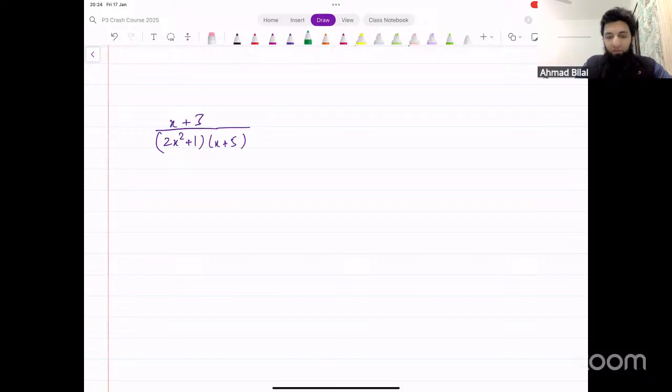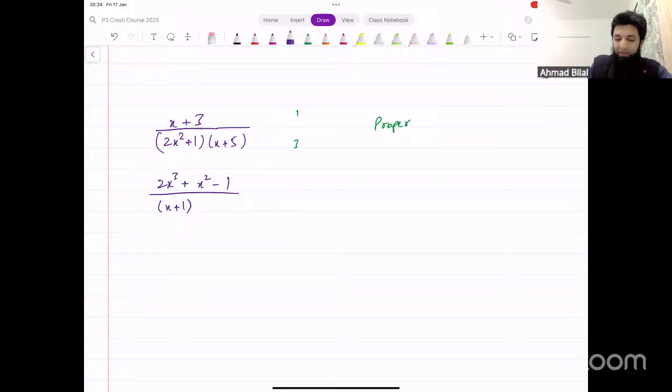Numerator has a degree of 1, denominator has a degree of 3. That is proper. If I had 2x cubed plus x squared minus 1 divided by x plus 1 whole squared into 2x minus 1, is this proper or improper? This is improper because we've got 3 as the degree of the numerator, 3 as the degree of the denominator. They're both equal. If they're equal, that is improper. Okay, so you get the idea.